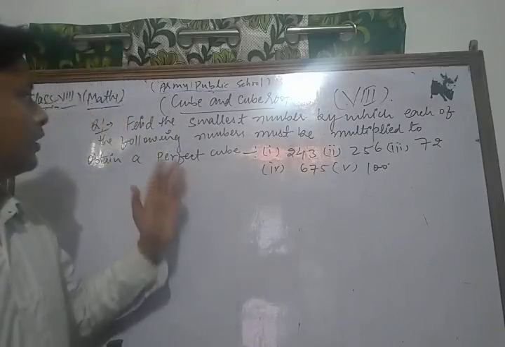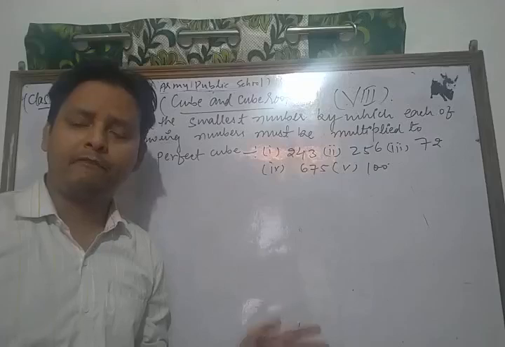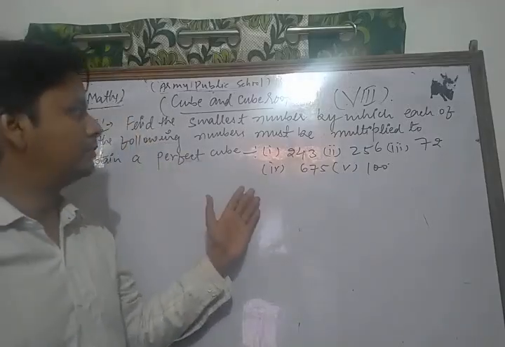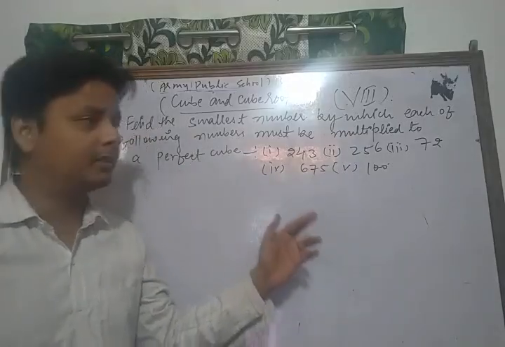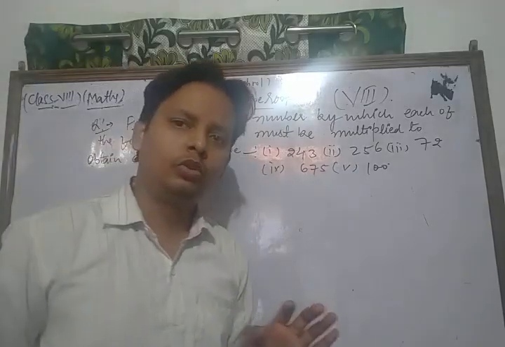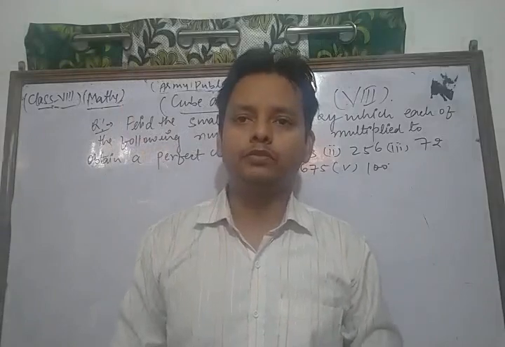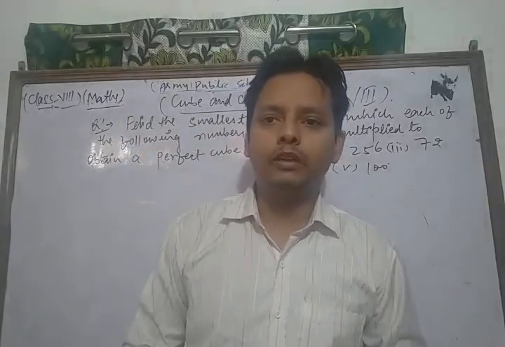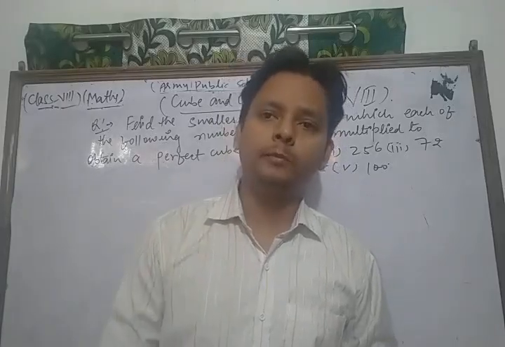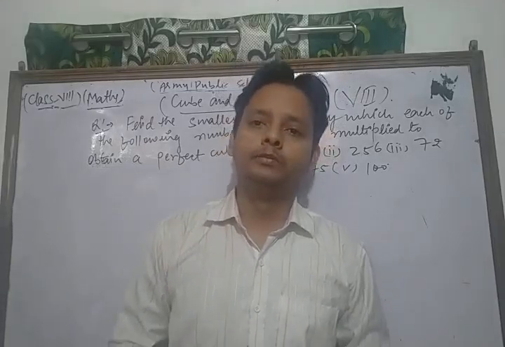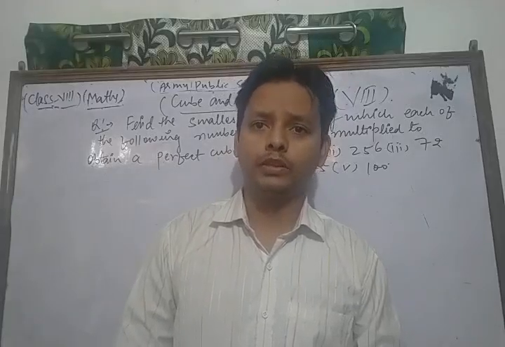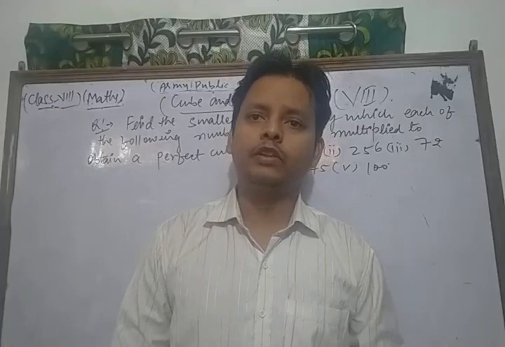Now let's see here. We find the smallest number by which each of the following numbers must be multiplied to obtain a perfect cube. So in that type of question, first of all, we do their prime factorization. After the prime factorization, we form groups of the factors in triplets of equal factors. After that, we find its solution.